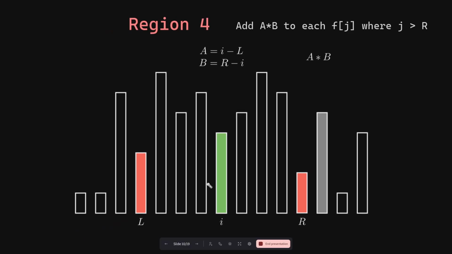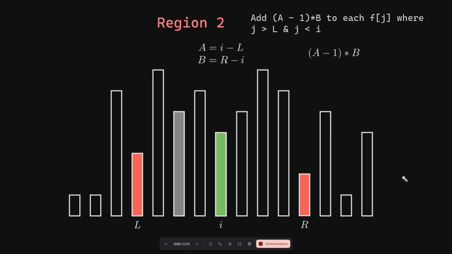What happens when an element from region 4 is deleted? If you randomly select this element and delete it, you will notice that the contribution of the ith element does not change. It is still a into b into a of I. So we can do the same operation for region 4 as well. That is, we iterate over each of the elements in region 4 and add a into b into a of I to each of their f value.